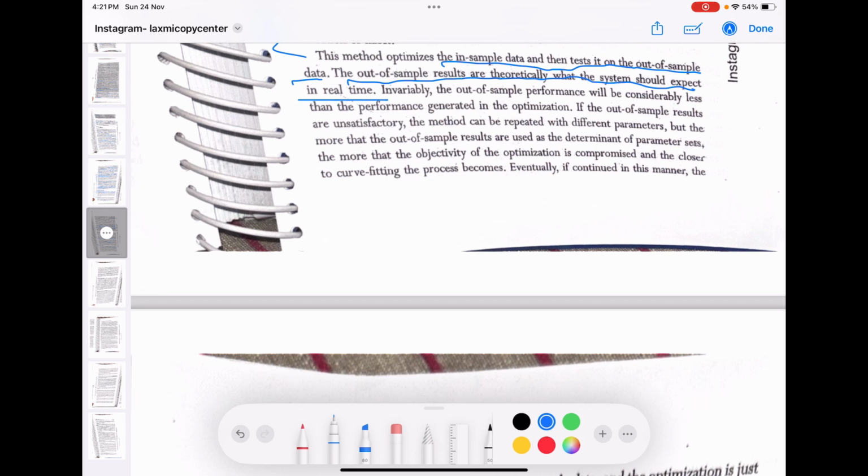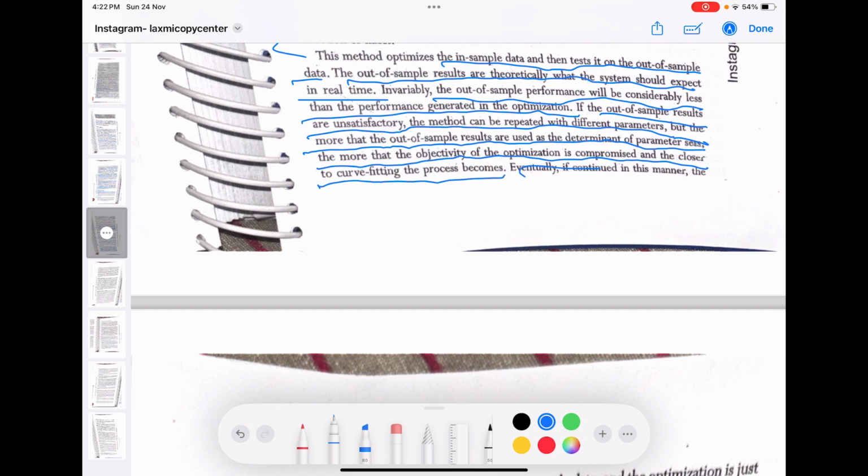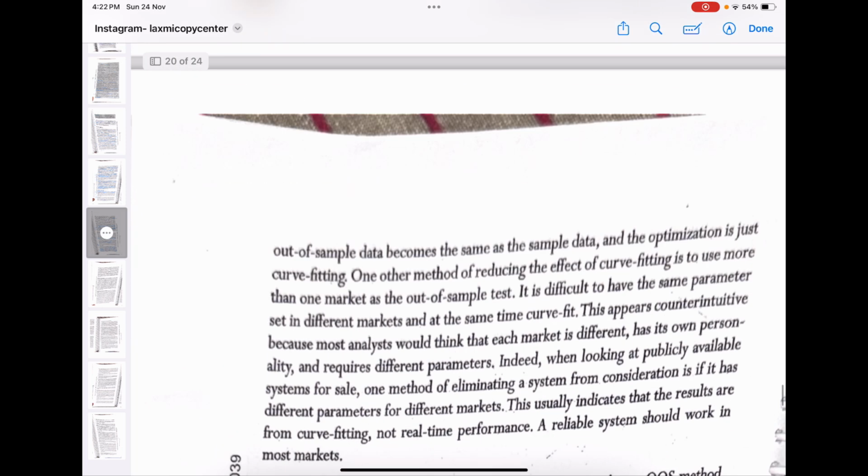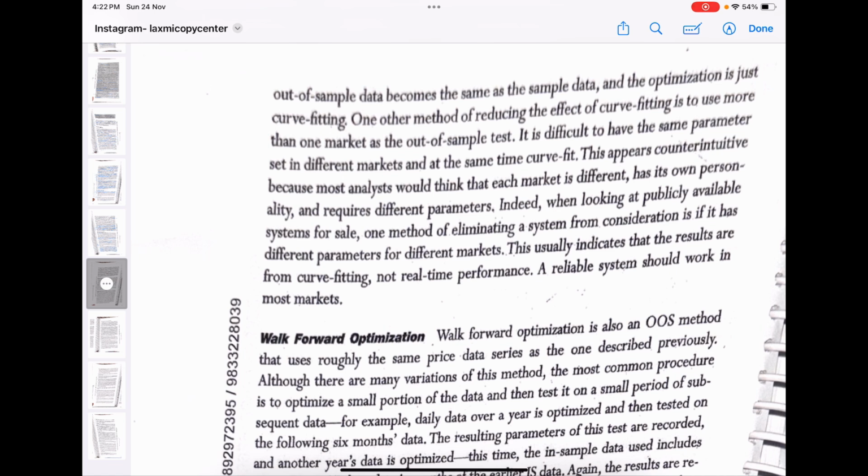Because obviously the data which will be in the future, in real time, which you will be taking, there won't be any sort of automation which is done, right? Invariably, the out of sample performance will be considerably less than the performance generated in the optimization. If the out of sample results are unsatisfactory, the method can be repeated with different parameters, but the more that the out of sample results are used as the determinant of parameter sets, the more the objectivity of optimization is compromised and the closer to curve fitting the process becomes. Eventually, if continued in this manner, the out of sample data becomes the same as the sample data, and the optimization is just curve fitting.